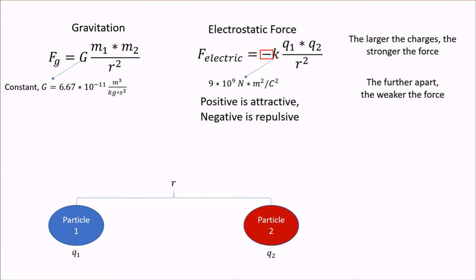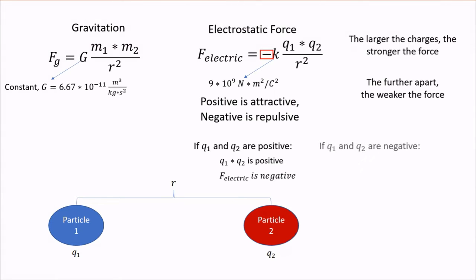Let's show how this works. If both charges are positive, then Q1 times Q2 is definitely positive, but the negative sign on the outside makes the force as a whole negative. That means the force is repulsive, which makes sense because the two charges have the same sign. Similarly, if both charges are negative, then a negative times a negative is a positive, so Q1 times Q2 is positive. However, we still have the negative in front, so the force as a whole is negative, which means repulsive. Again, this works with our principle that like charges repel.